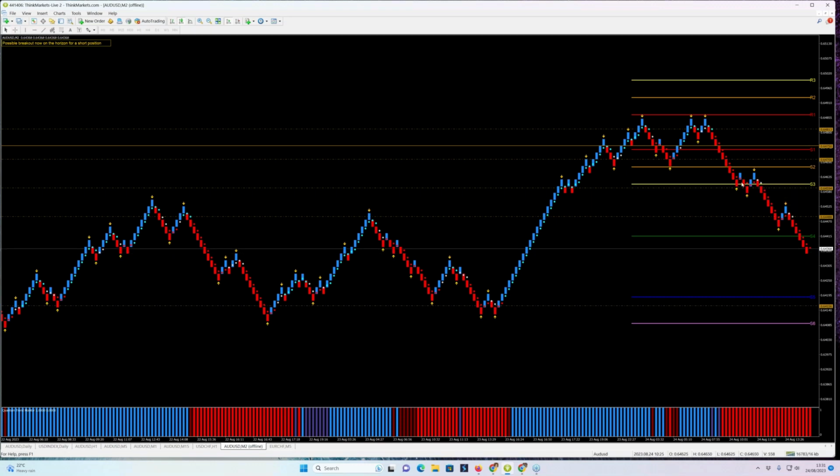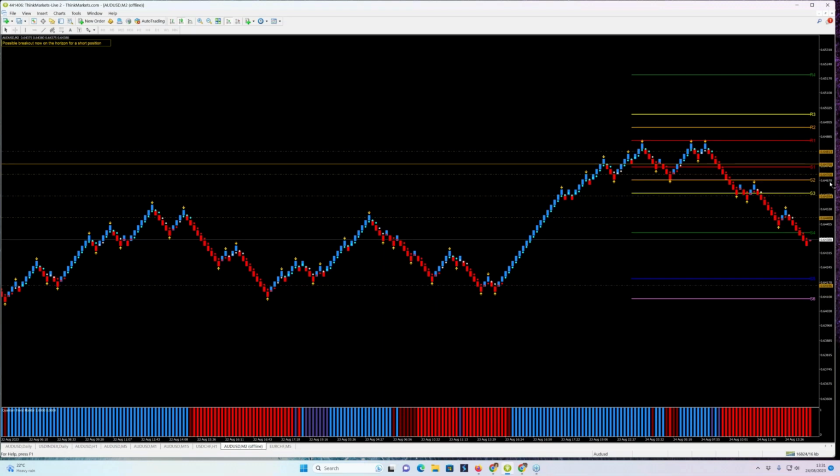We have a little pause, which is almost inevitable. It's quite unusual not to stop at these significant support and resistance levels. It moves a little bit sideways, and it's actually carried on lower. The other thing with levels is, well, okay, it's going to carry on lower. Well, where's it going to?